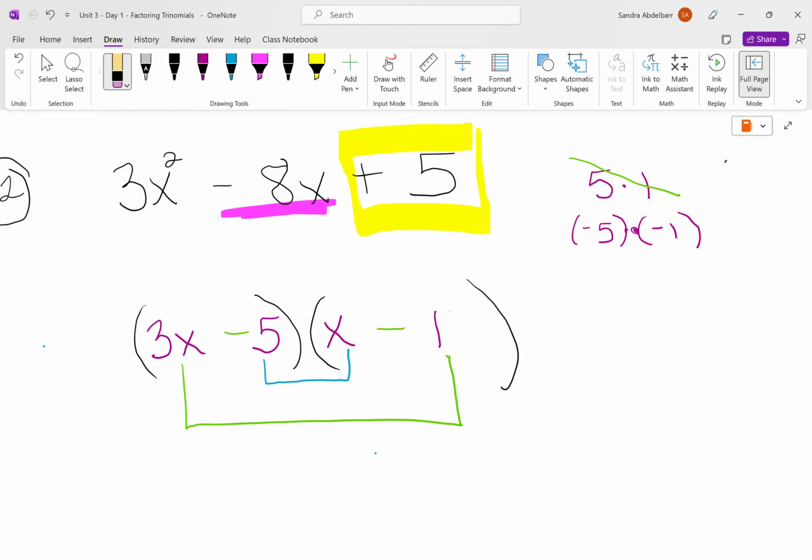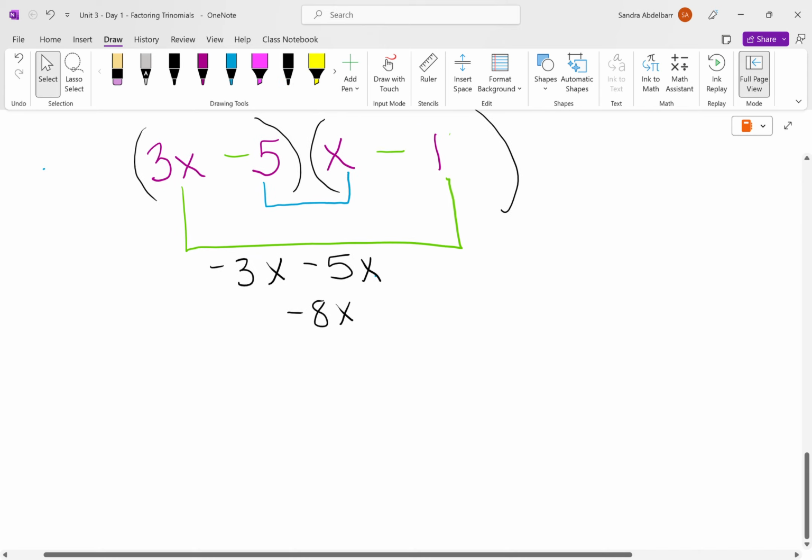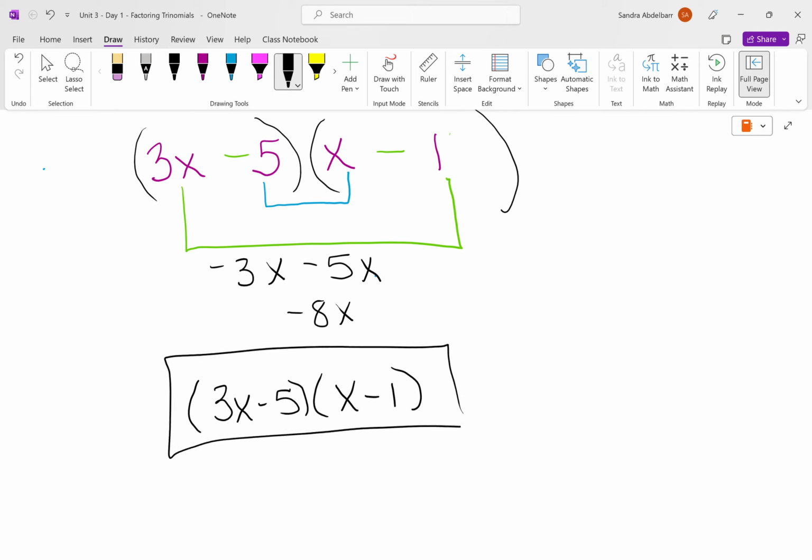That's how you check. So now I'm going to do a 3x times a -1. Isn't that -3x? And then I have a -5 times x, which is a -5x. What's -3x minus 5x? -8x. Isn't that what we wanted? So this is our factored form: 3x minus 5 times the quantity of x minus 1.